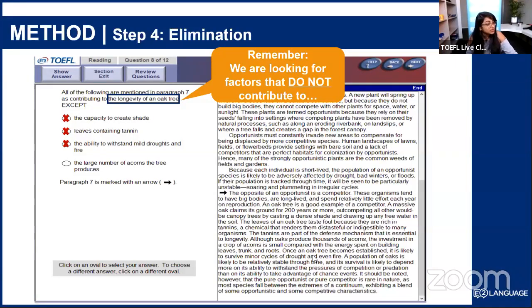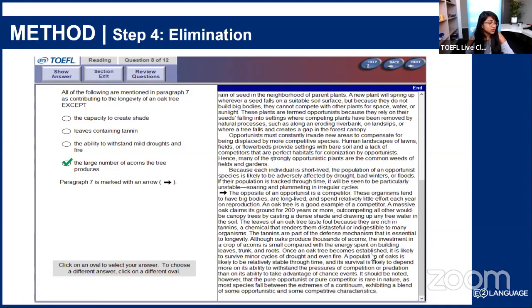The ability to withstand mild droughts and fires. We have that here. Once an oak tree becomes established, it is likely to survive minor cycles of drought and even fire. So all of these are correct, right? So all of these are stated in the passage, and they also are correct according to the information in the passage. So the only one that's incorrect is the large number of acorns the tree produces. So we do have a mention of acorns right here.